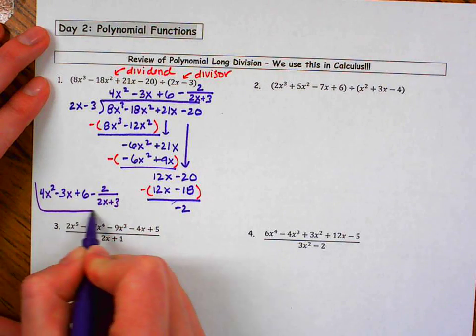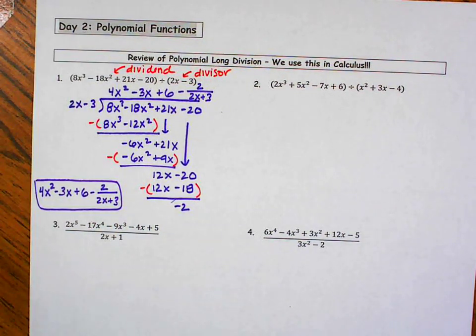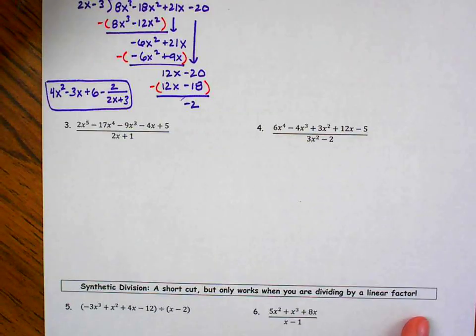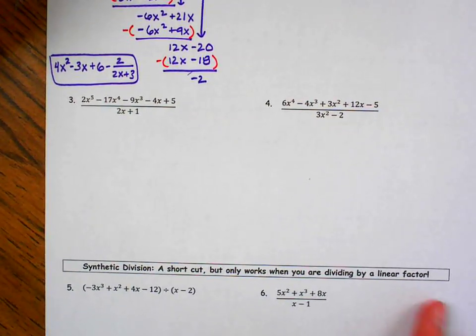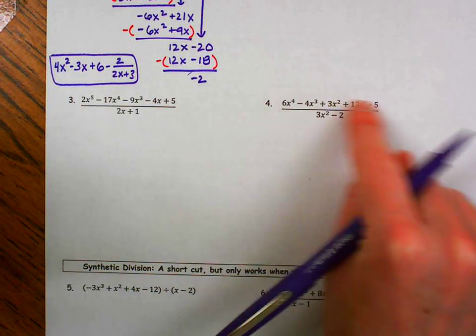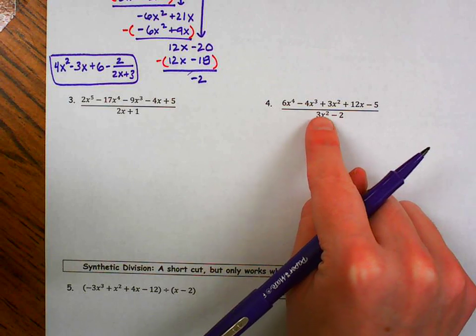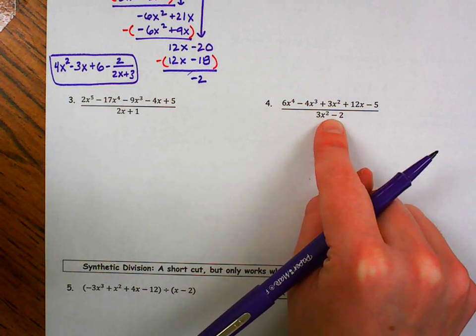So for this problem, we divided something that was linear into something that was cubic. We're going to actually skip down to number 4 now, and we're going to take something that's quadratic into something quartic. Now, something that's a little bit different about number 4 is the divisor, the thing that I'm dividing into this numerator, is actually missing a term. This is a quadratic. We've got my 3x squared term, but there's no x term, and then minus 2, that's my constant.